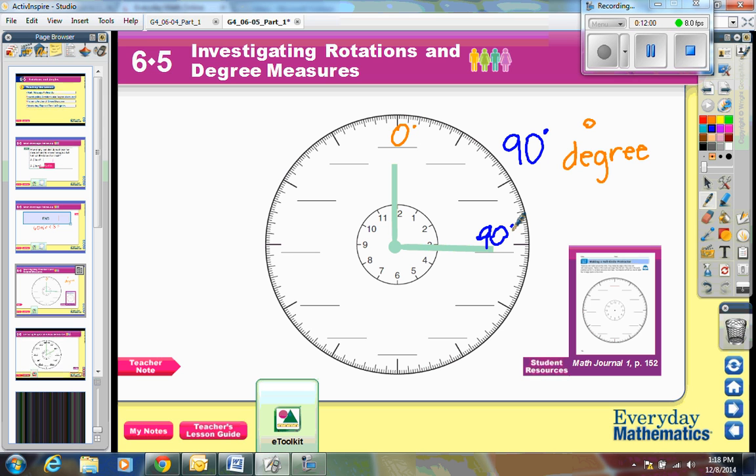What's another name for a 90-degree angle? You've seen these before. And a lot of times this is the symbol that represents it. A 90-degree angle is also called a right angle.